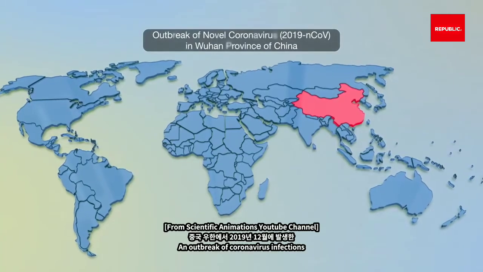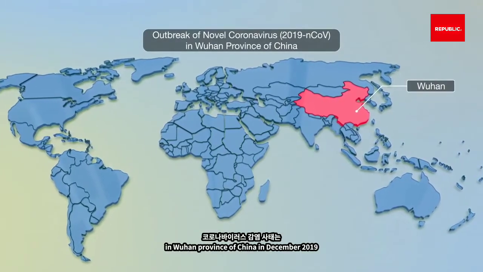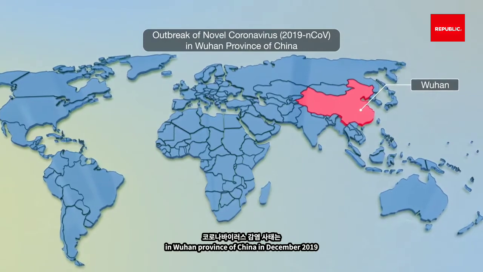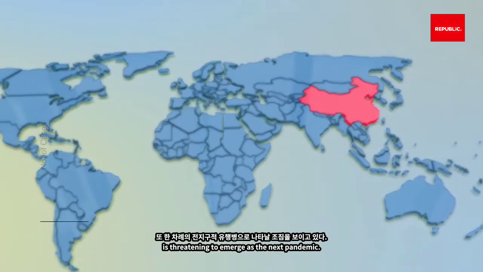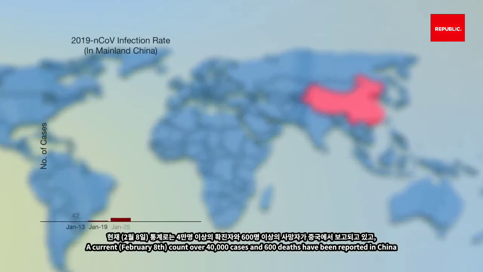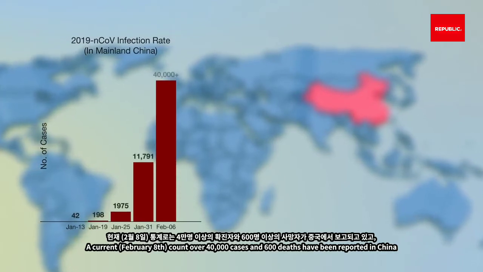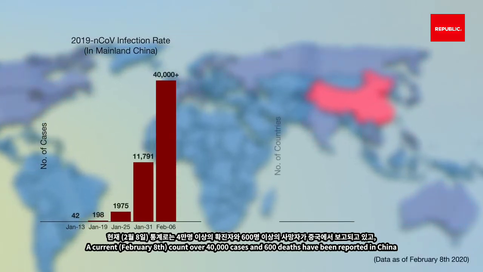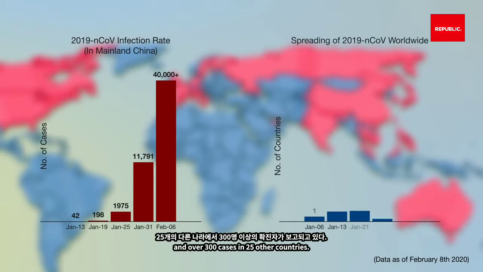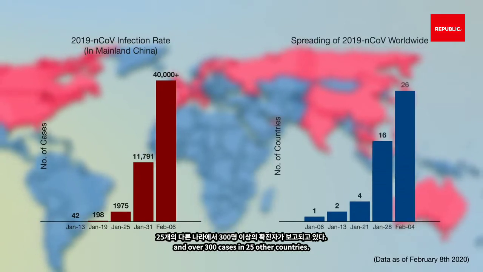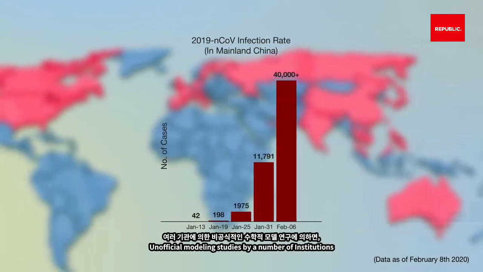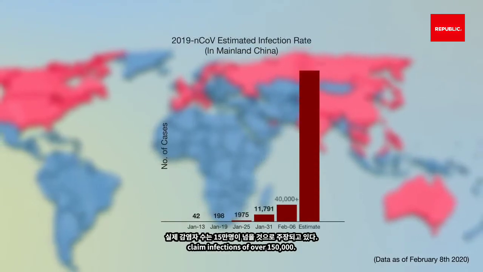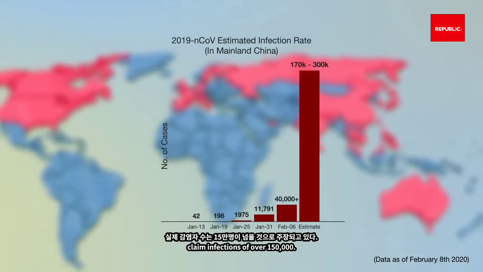An outbreak of coronavirus infections in the Wuhan province of China in December 2019 is threatening to emerge as the next pandemic. At current count, over 40,000 cases and 600 deaths have been reported in China and over 300 cases in 25 other countries. Unofficial modeling studies by a number of institutions claim infections of over 150,000.